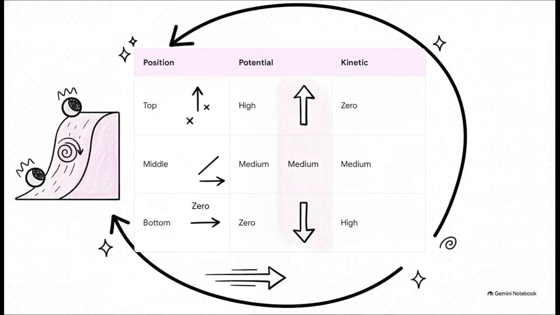Finally, at the bottom, it has literally no more height left to fall from, so potential energy is low or 0, but it's moving at its absolute fastest, so the kinetic energy is high. This data perfectly reveals an inverse relationship. As potential goes down, kinetic goes up. It is just a perfect, beautiful demonstration of the conservation of energy right in action.